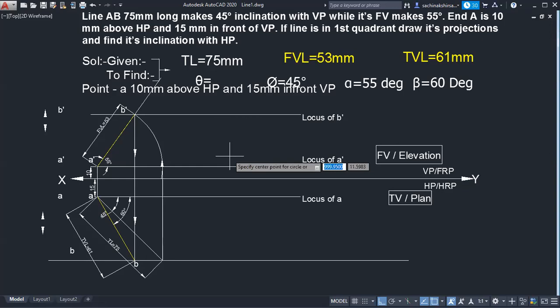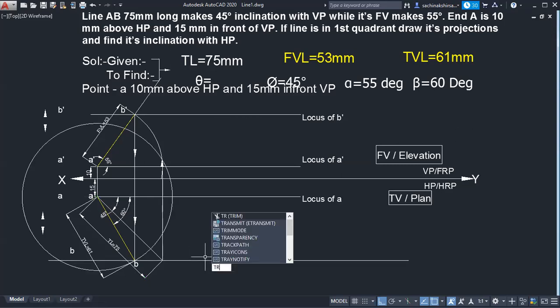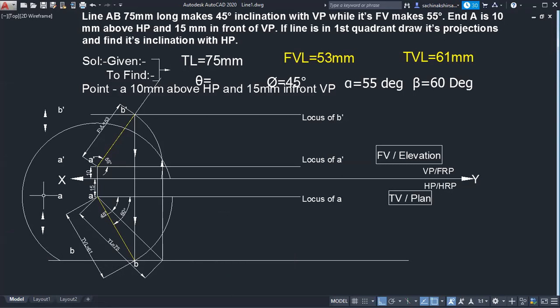Okay, so I will again draw one more circle. I cannot draw the arc here, that's why I am following this procedure. I have rotated this up to locus of A. And then I will go straight, from here straight up to the locus of B dash. So up to this.